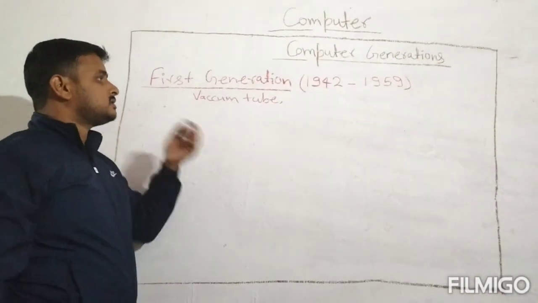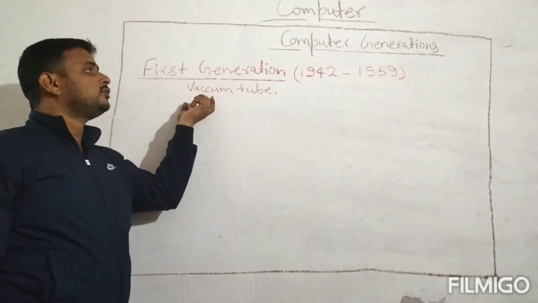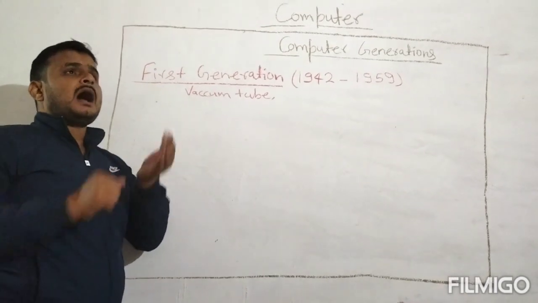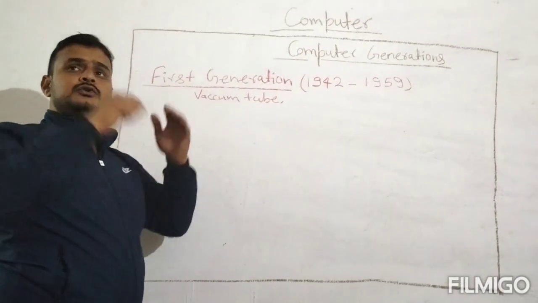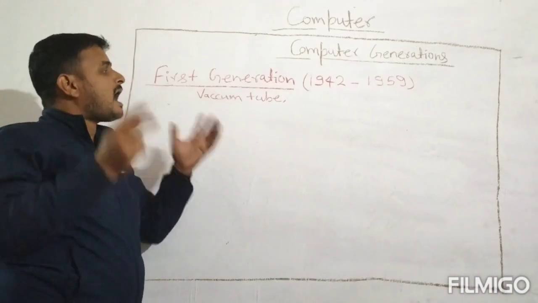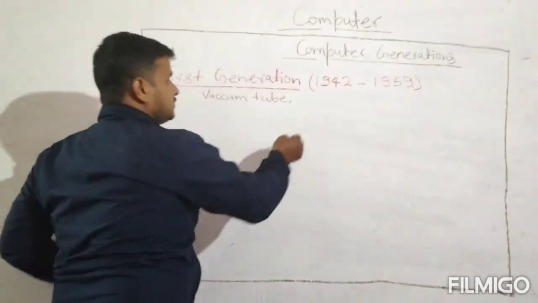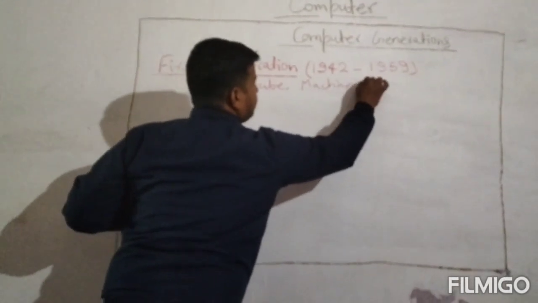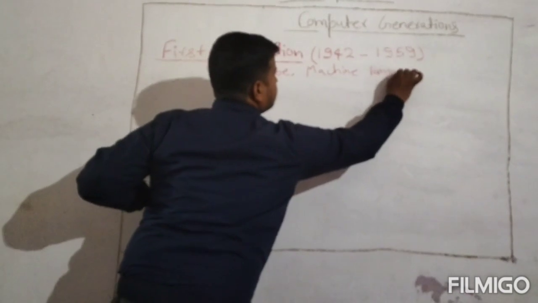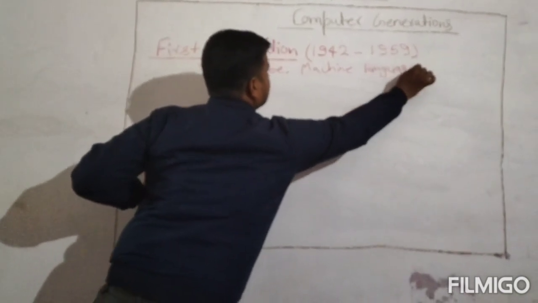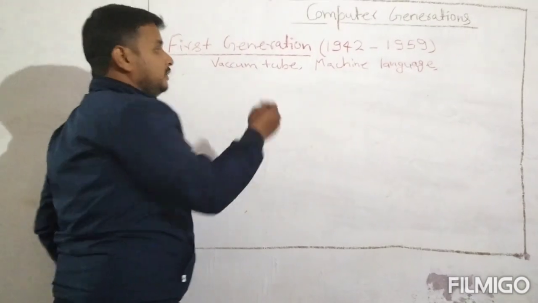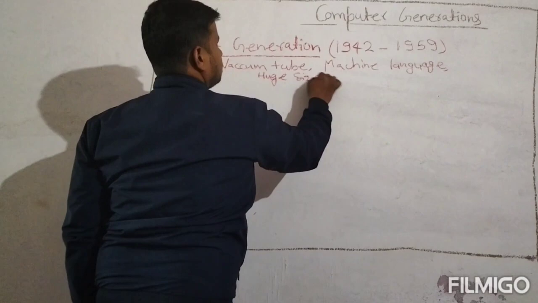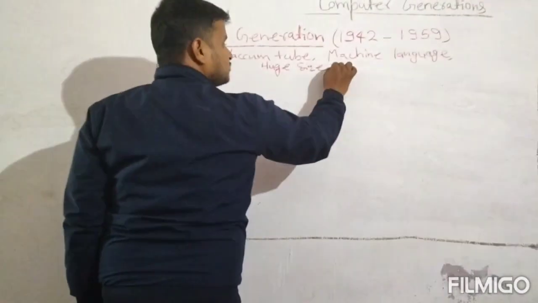So first generation computers were very expensive, and due to their high cost and huge size they consumed a lot of electricity. That means they used machine language, were huge in size, and expensive.